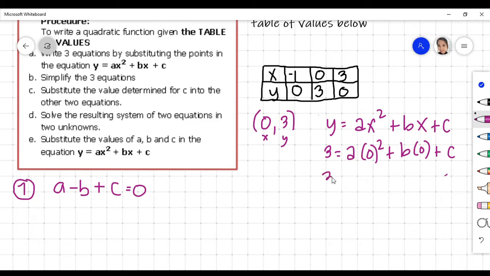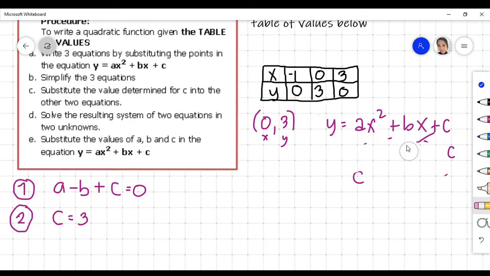So, 3 is equivalent to, since 0 ito, that will be cancelled. Kasi 0 times a, 0. B times 0, of course that's 0. So, that's c. We have c equals 3. So, our second equation is c equals 3. Okay, now let's proceed to the third equation.